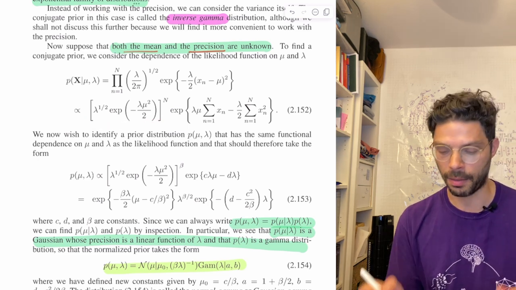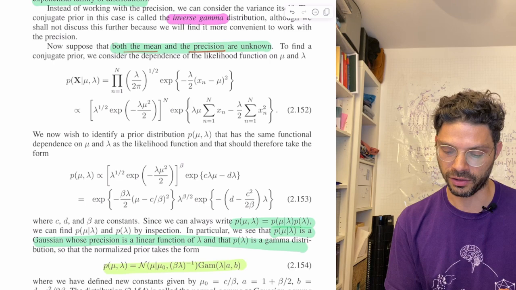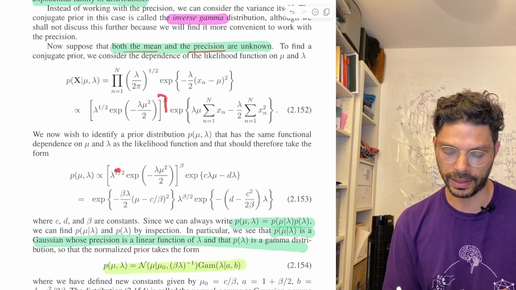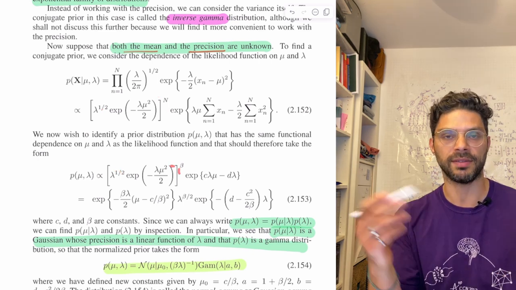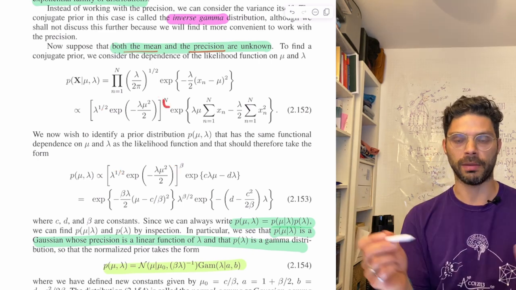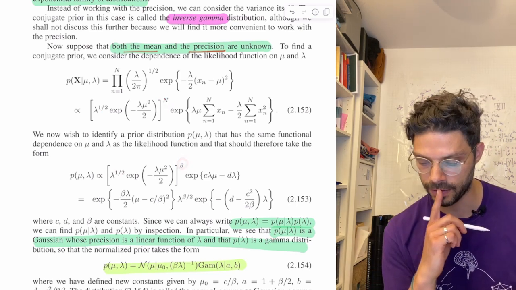So okay, let's just copy that over. Notice there's no data in this. So we've got lambda to the 1/2 times exactly the same, but maybe we can raise it to some power beta. It doesn't have to be an integer. So that's one of our first parameters.